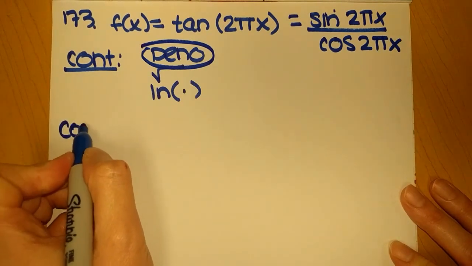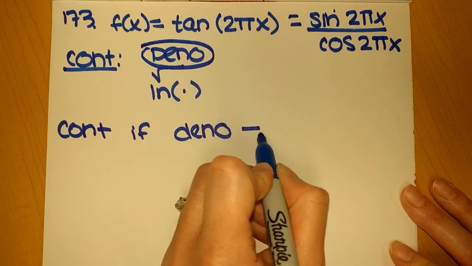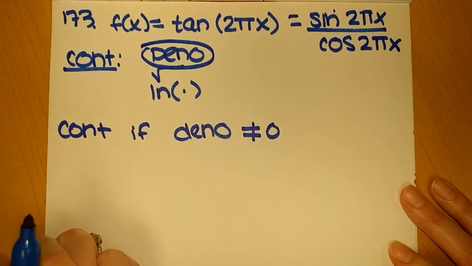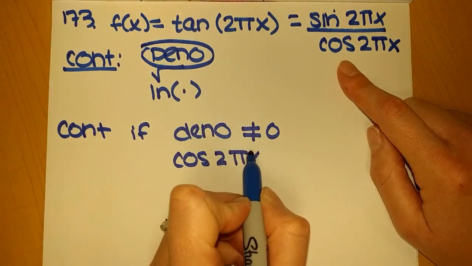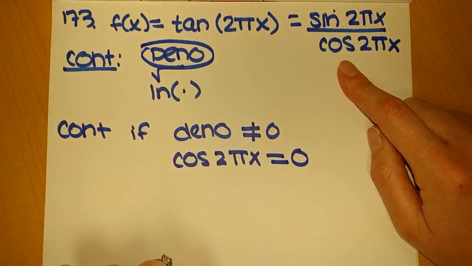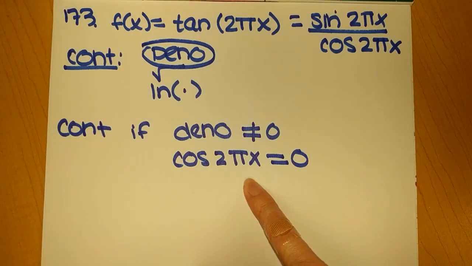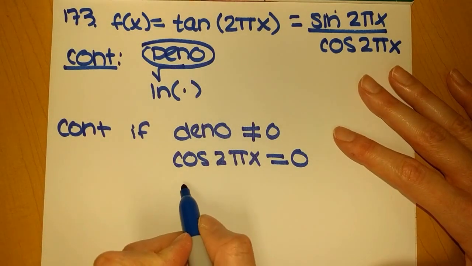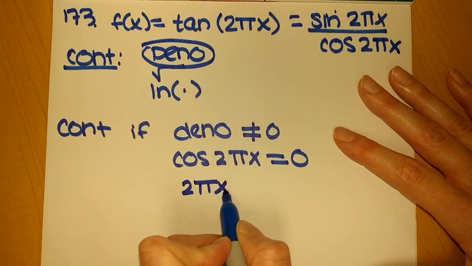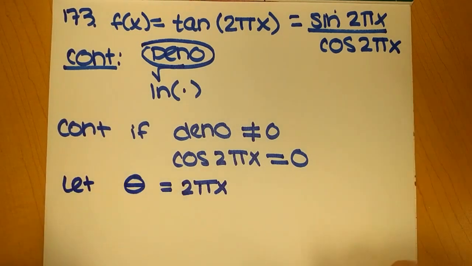So this function will be continuous provided the denominator is not equal to 0. So the function will be continuous if cosine of 2 pi x is not equal to 0. So we need to solve this equation and see if there are values for x that are also in the interval of interest here. If you think about solving this equation, you're going to take your 2 pi x and let theta be equal to 2 pi x.